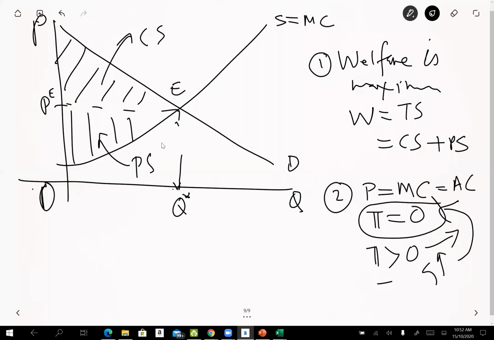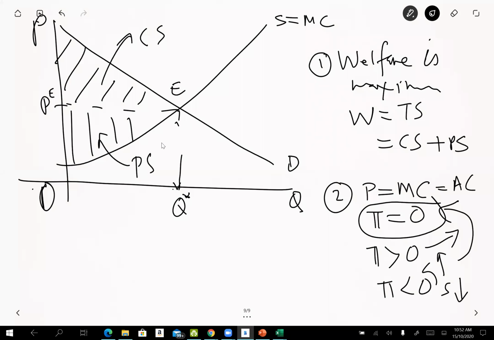If the profit is less than zero, the supply will go down. The firms will go bankrupt. Some firms will go bankrupt and leave the supply. Supply will go down, and that will drive profit back to zero. So that is the market. Okay, that's the market.